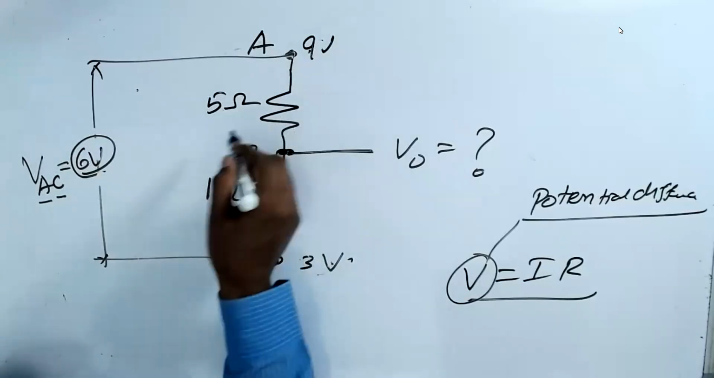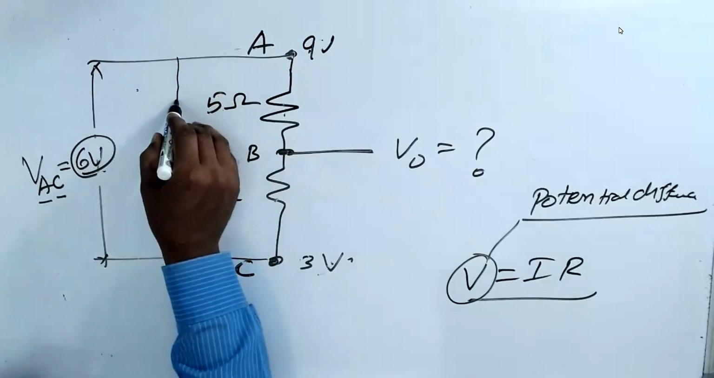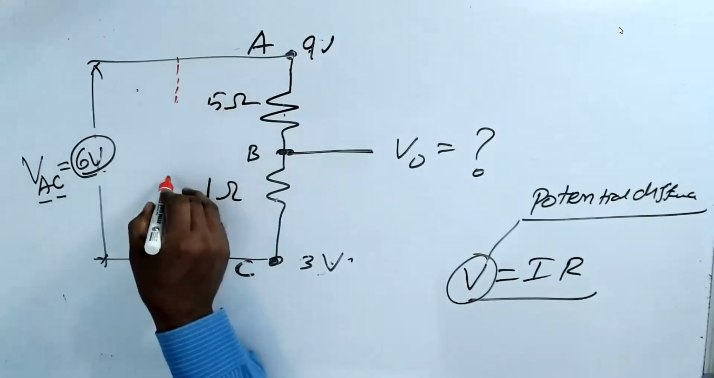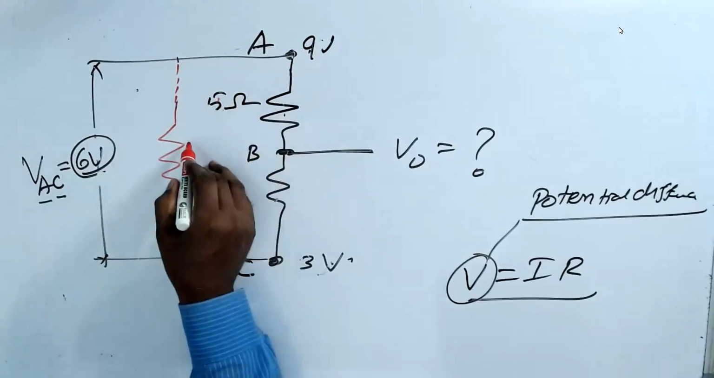Now, what is the resistor here? Both are connected in series. So the equivalent resistor, let me draw it in a different color. The equivalent resistor is 5 plus 1, 6 ohm.